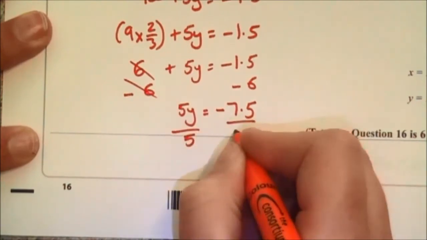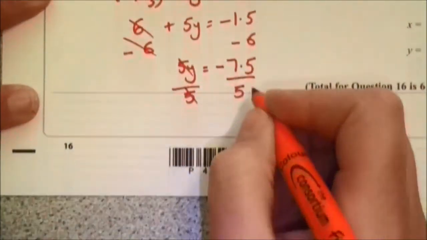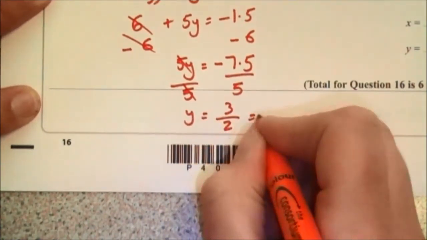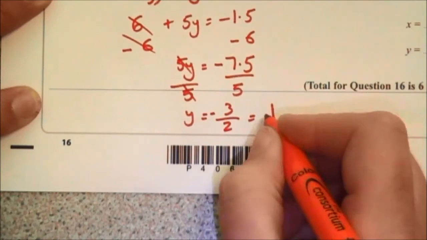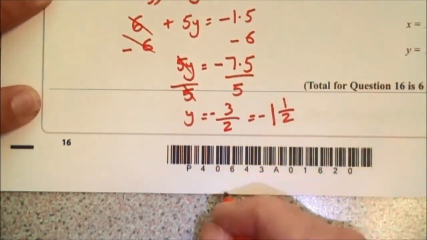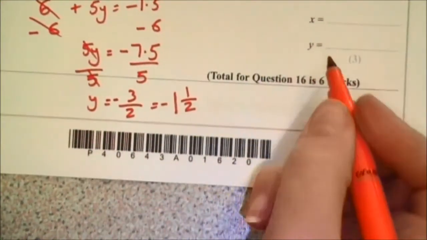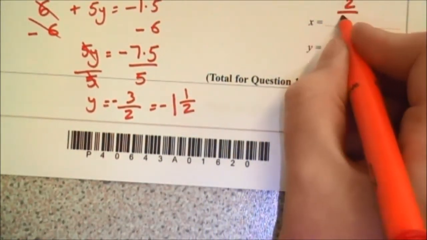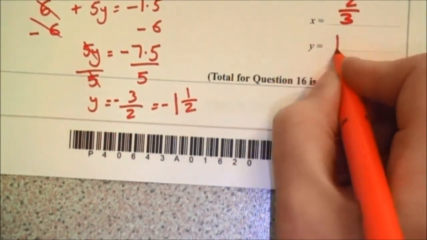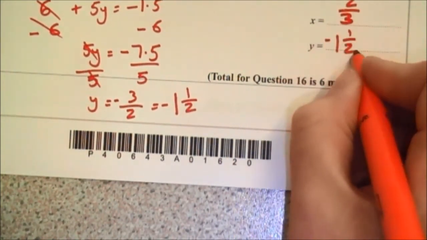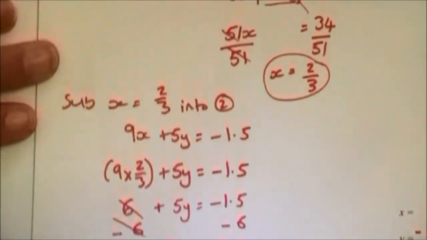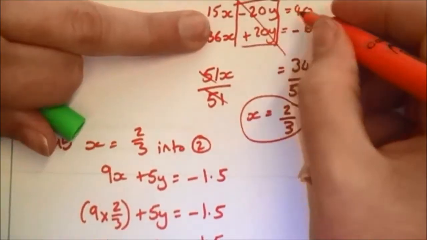I need to divide the 5 away on both sides, leaving me with y equals negative 3/2, which cancels down to negative 1.5. So my value for x was 2/3, so x equals 2/3 and y equals negative 1.5.